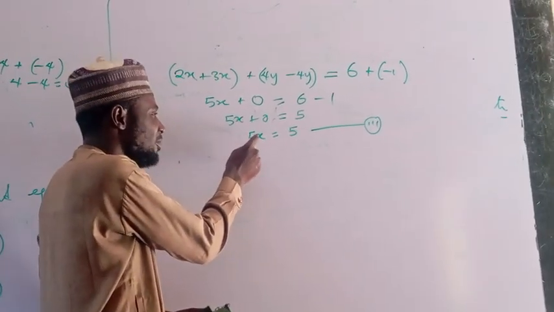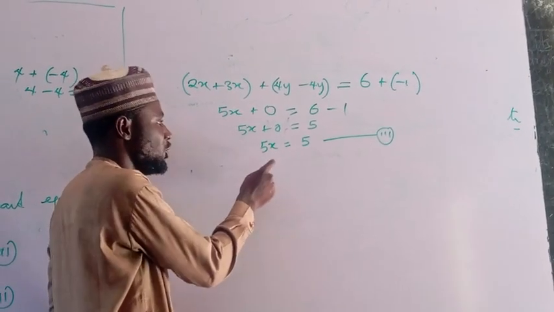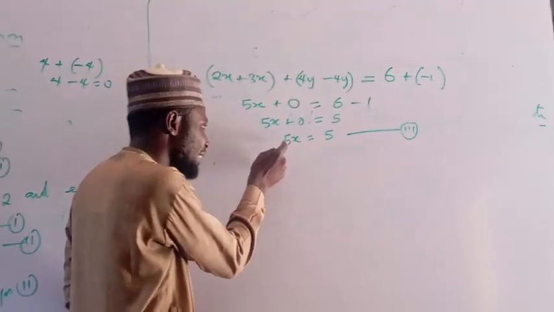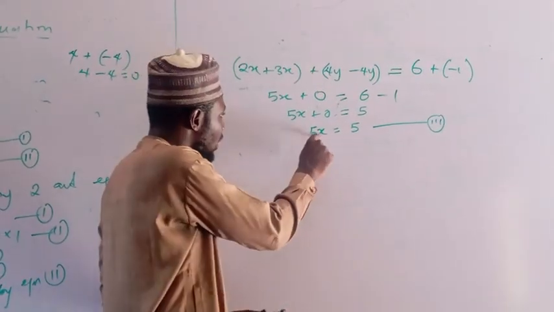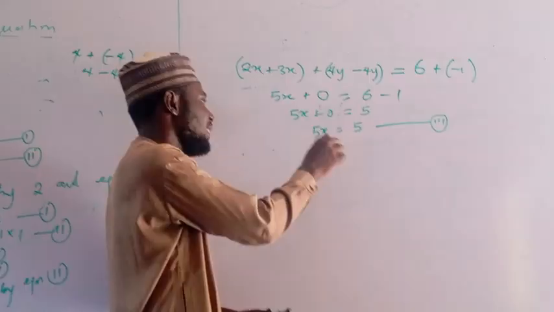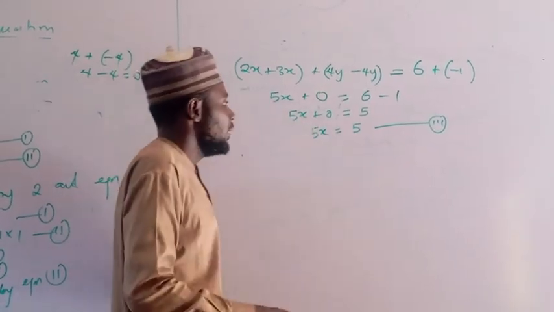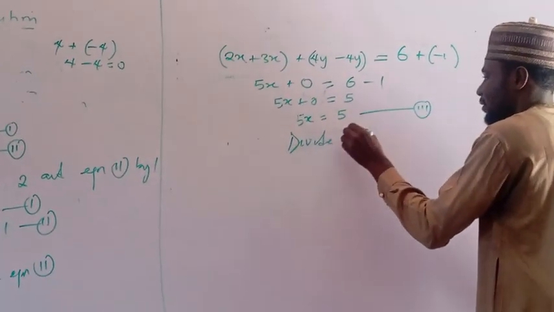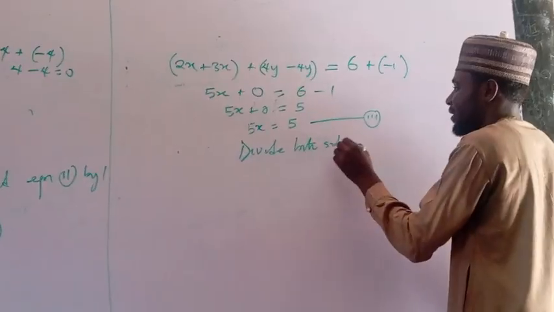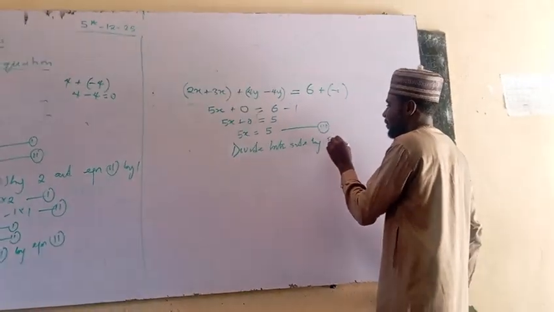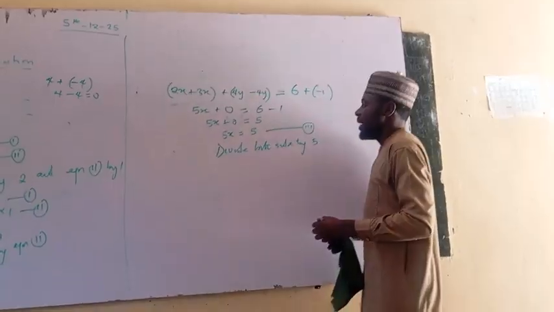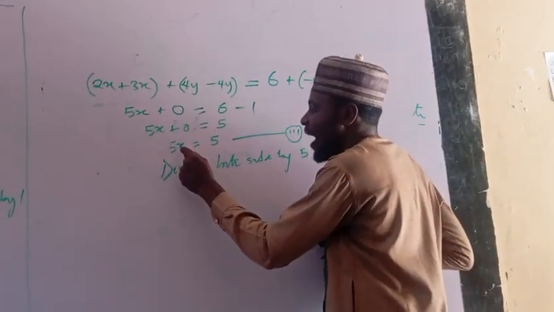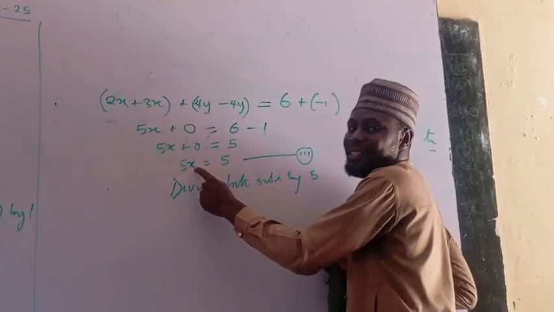The only way that 5 da zai iya barin nan complete shine in zan divide both sides by 5, by coefficient, by the number da yana tare da x. Shi kawai 5 wannan zai bar nan completely. Now, divide both sides by 5. Why am I dividing both sides by 5? Me yasa ina dividing both sides by 5? Saboda 5 yana tare da x ne a nan.